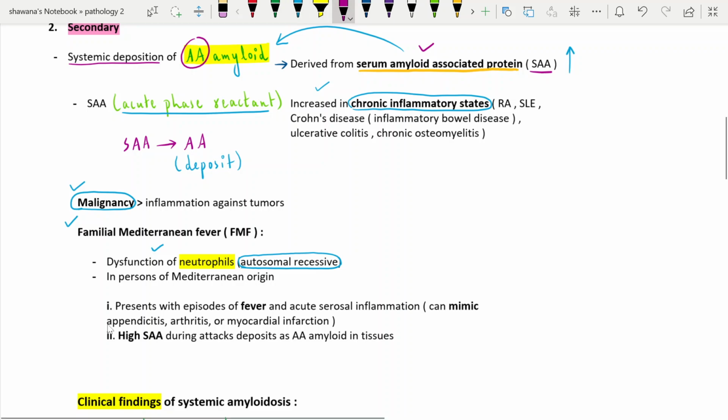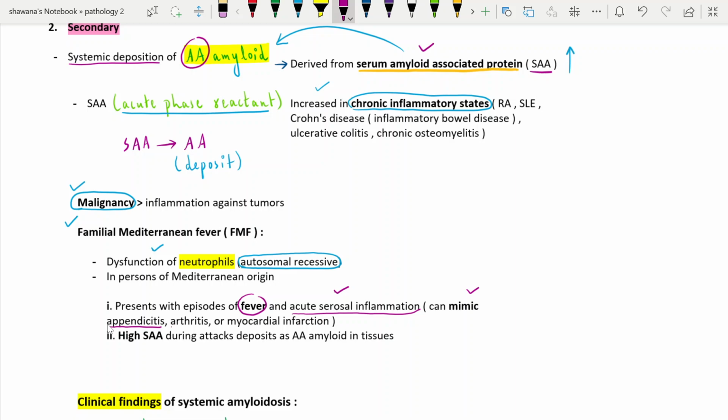How does the patient present with Mediterranean fever? It's episodes of fever, as you would expect, and acute serosal inflammation, again inflammation, right? Serosal surfaces means that, for example, the appendix has its serosal surface, the myocardium has its serosal surface, and our GIT has its serosa. So it can mimic appendicitis. It means that when there is inflammation of the serosa, it mimics appendicitis.